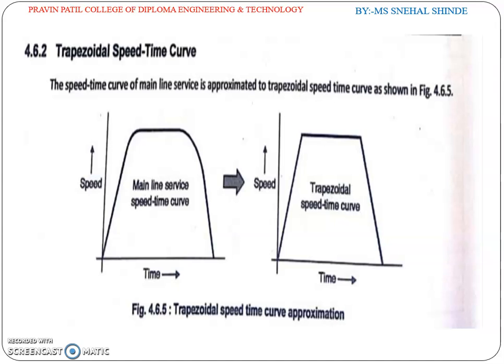So with the help of the mainline service speed time curve and the trapezoidal shape, we have found the values of the speed time curve. The derivation is not expected in your syllabus, but we will see it, because you will get an idea of how to find the relationship between the retardation and acceleration. So we will see the derivation in detail in the next video. Thank you.